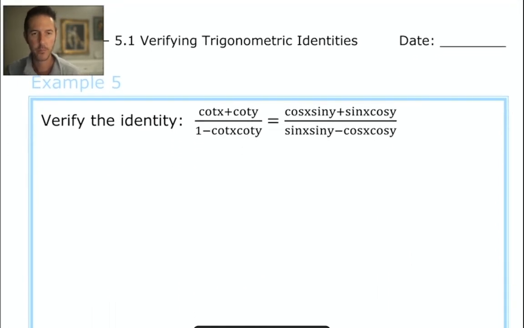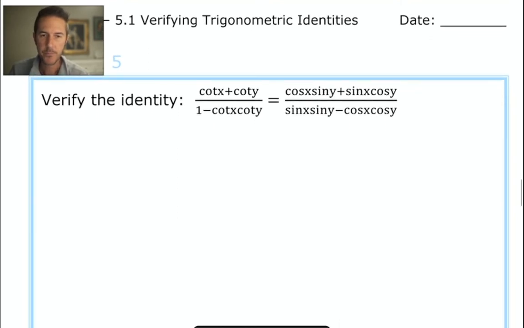This one looks a little rough. The good news is that on the left-hand side of this equation, I can clearly see some things that can change very easily into other things. Cotangent, we know, is cosine over sine. On the right-hand side of this equation, I wouldn't even know where to begin. So I'm going to cross my fingers that the left-hand side of this thing turns into the right-hand side. I'm going to left justify my work just in case I have to really kind of blow this thing up.